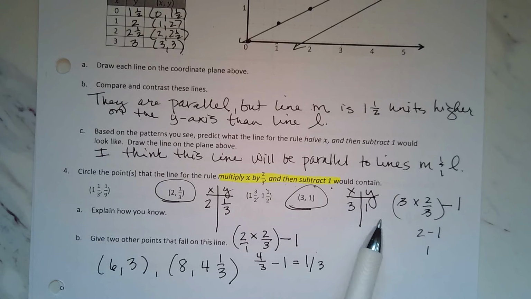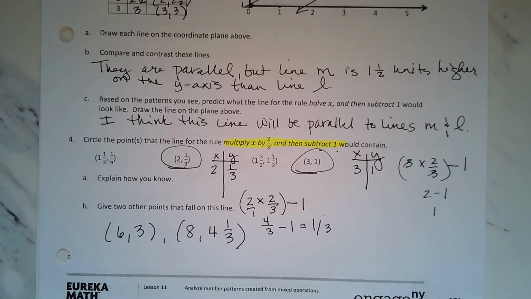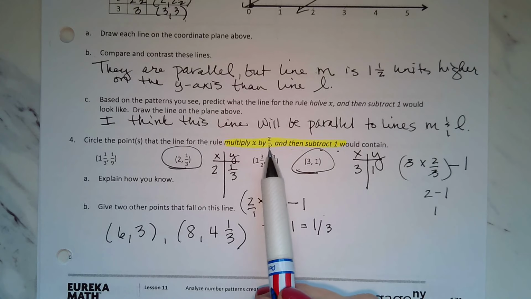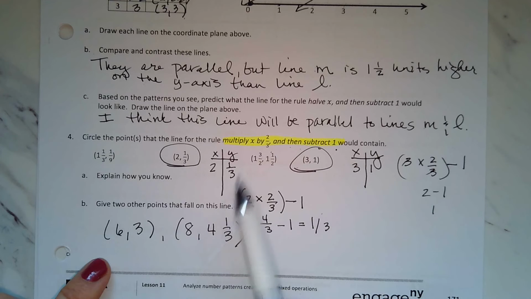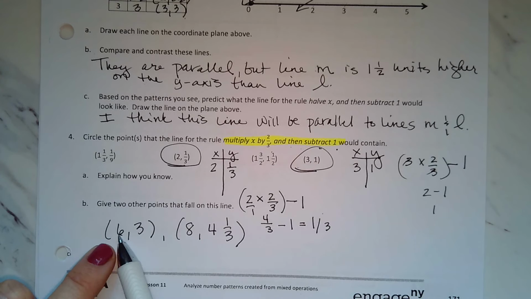So I simply plugged numbers in, and then give 2 other points that fall on this same line. So you're applying the same rule. You're going to pick 2 different x's. You're going to start with 2 different x coordinates and apply that rule to get your new numbers.